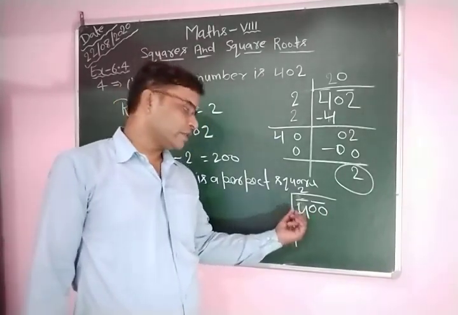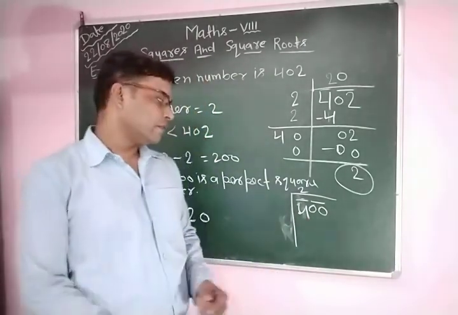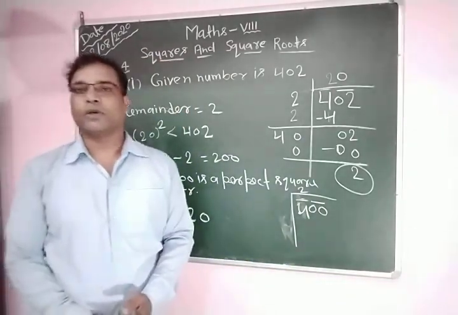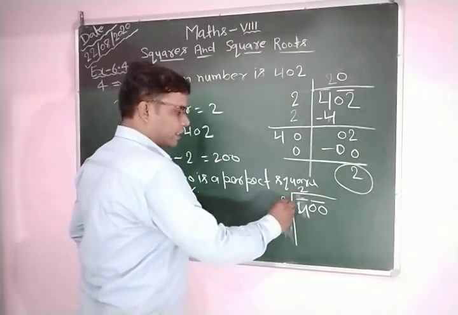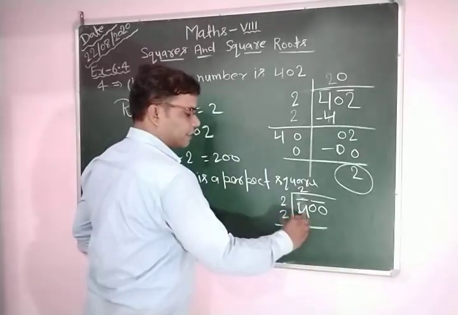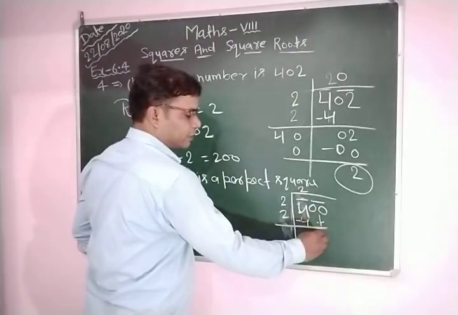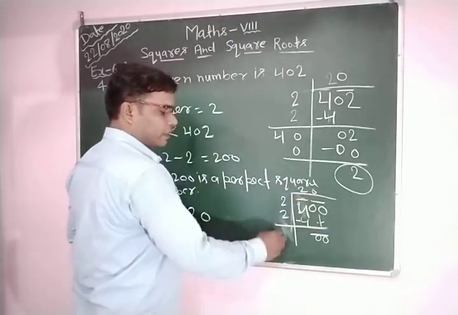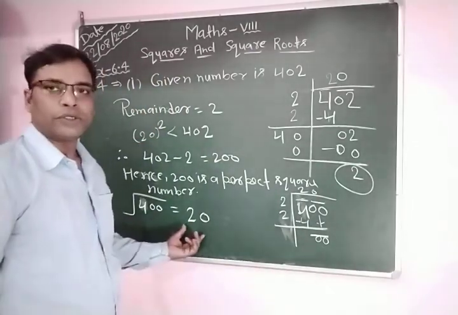So we select here the extreme left number, which is 4. So we select a number whose square is less than or equal to 4. If we take 2 and again write 2, then we obtain 2 times 2 is 4, and subtracting them, we obtain 0. Okay, and we bring down the next pair, 00, so we write here 1 0. So the square root of 400 is 20.